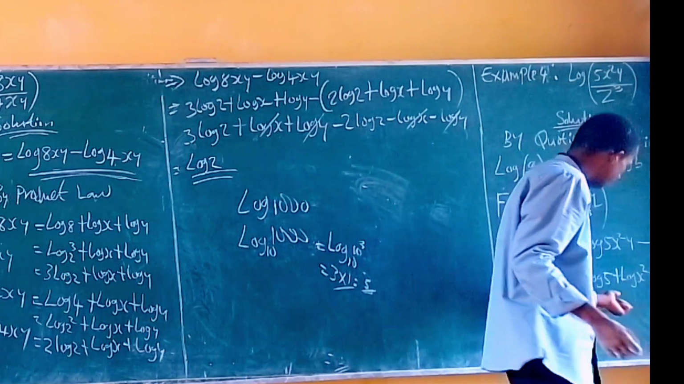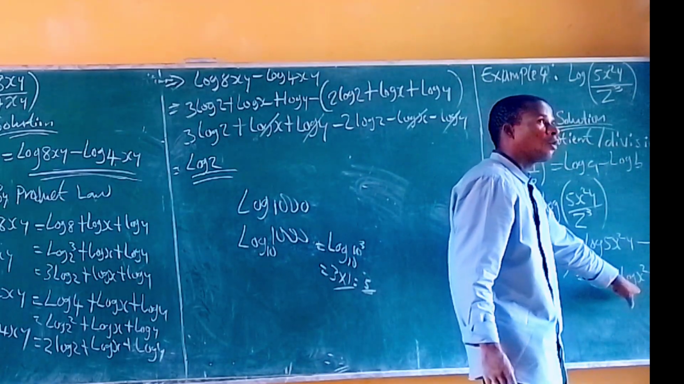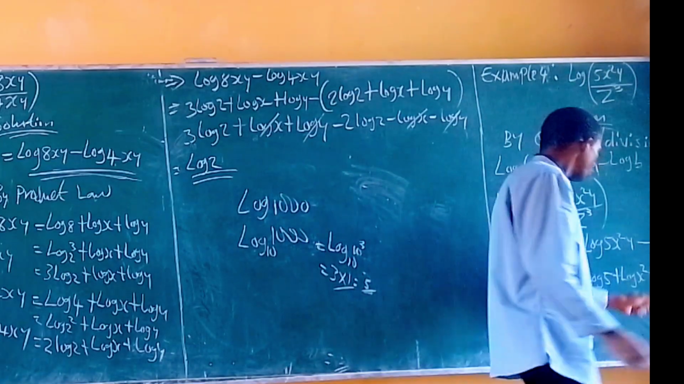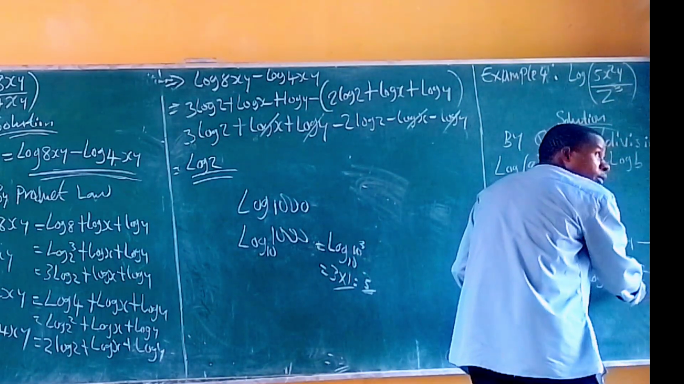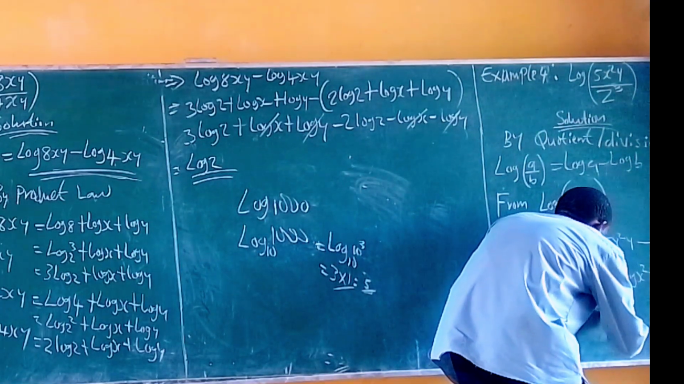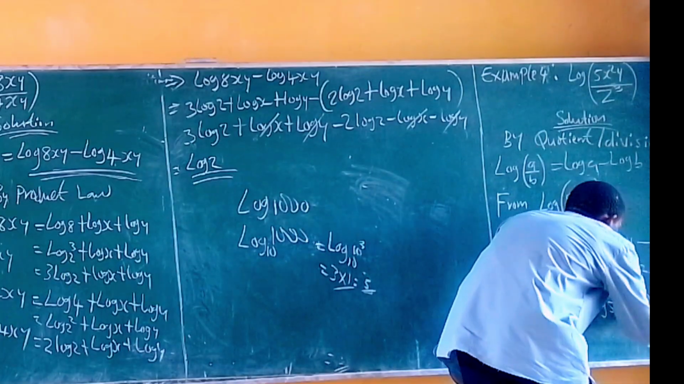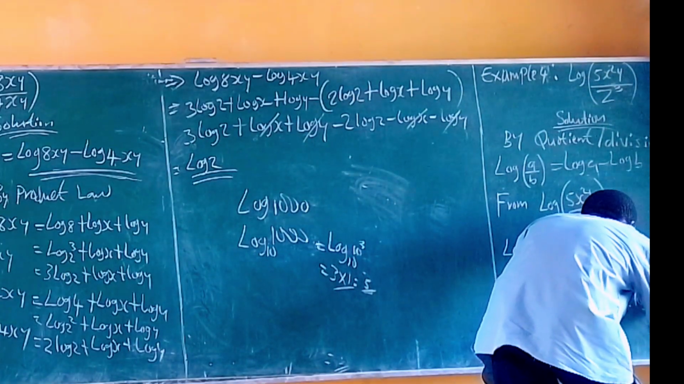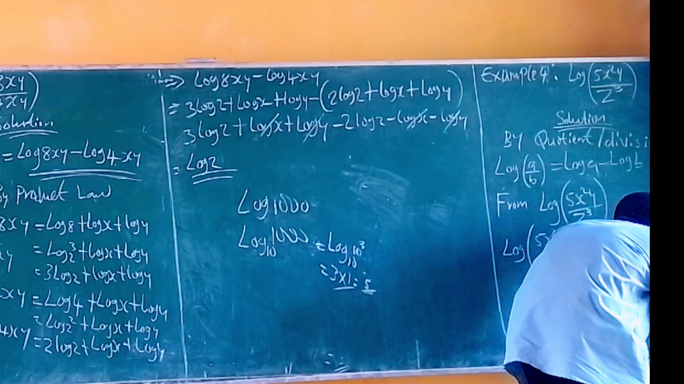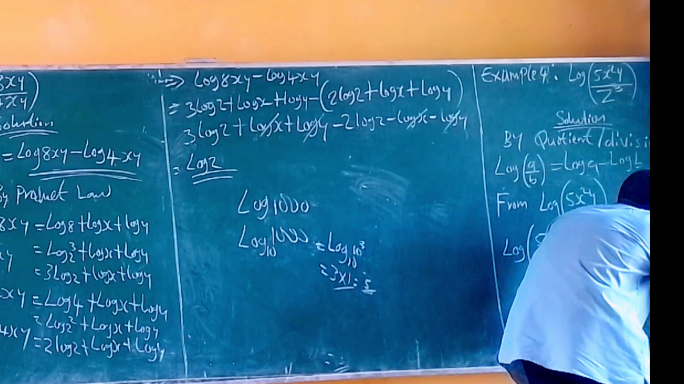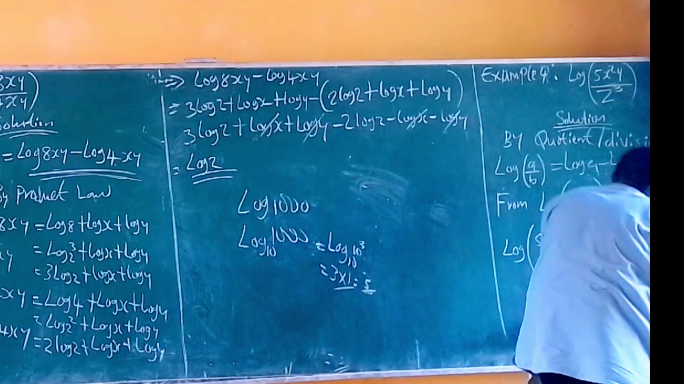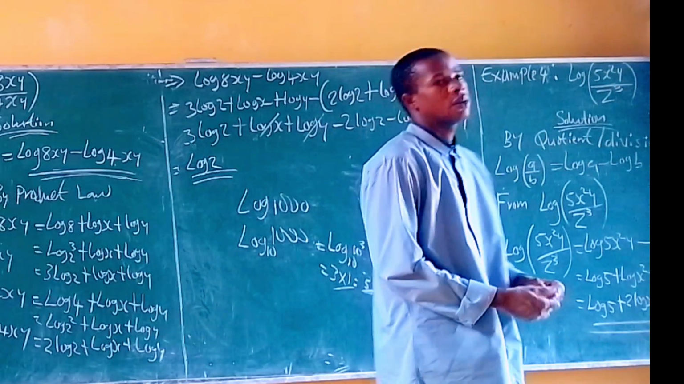Now if you look at it again, this is already a form of power law, which we shall consider after this quotient law. The power law says that the power will come in front of the log. And we shall have log 5 plus 2 times log x, plus log y, minus 3 times log z. This is the final answer. Any question?